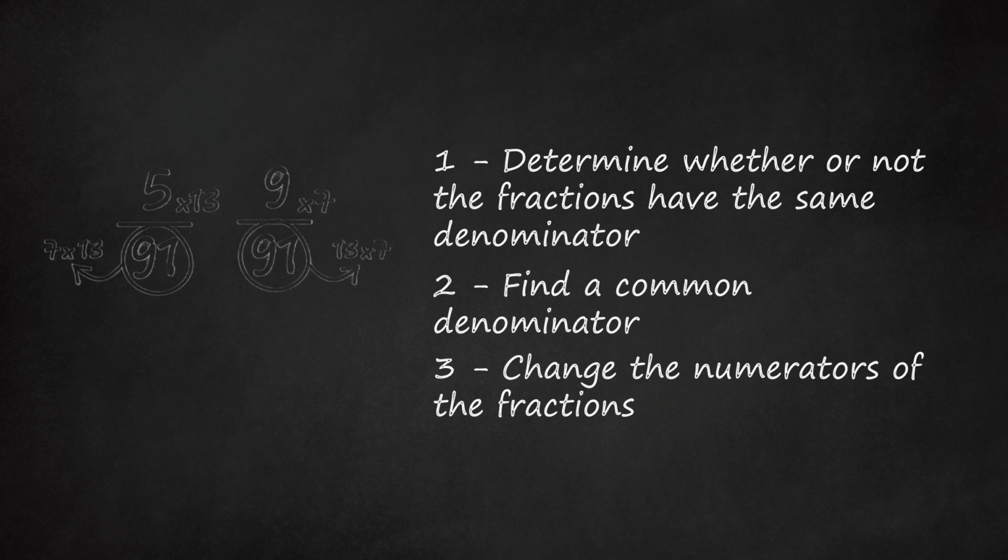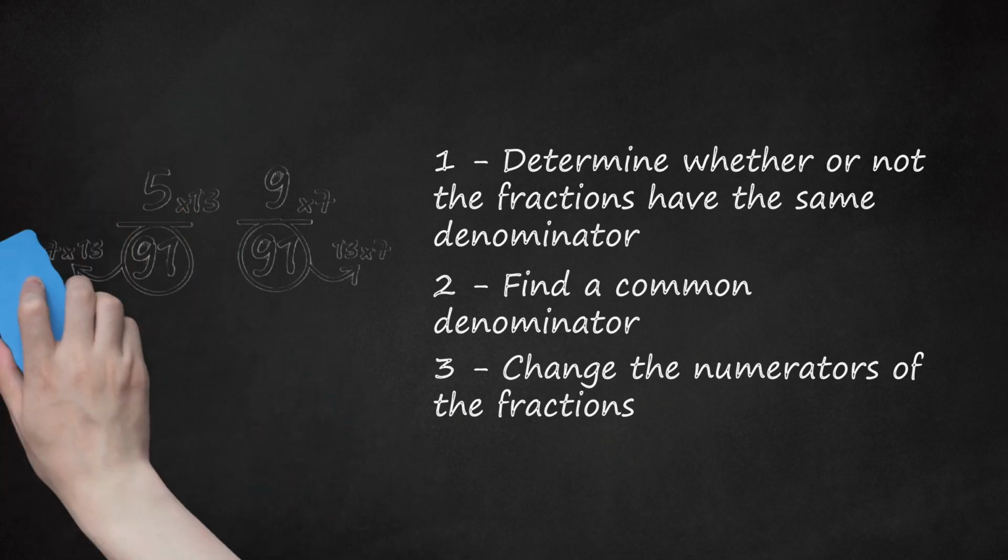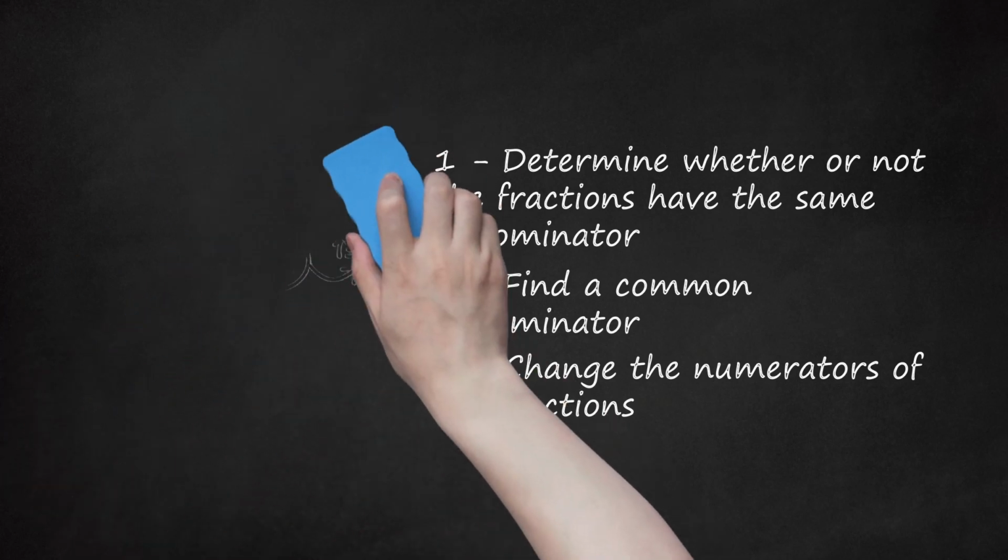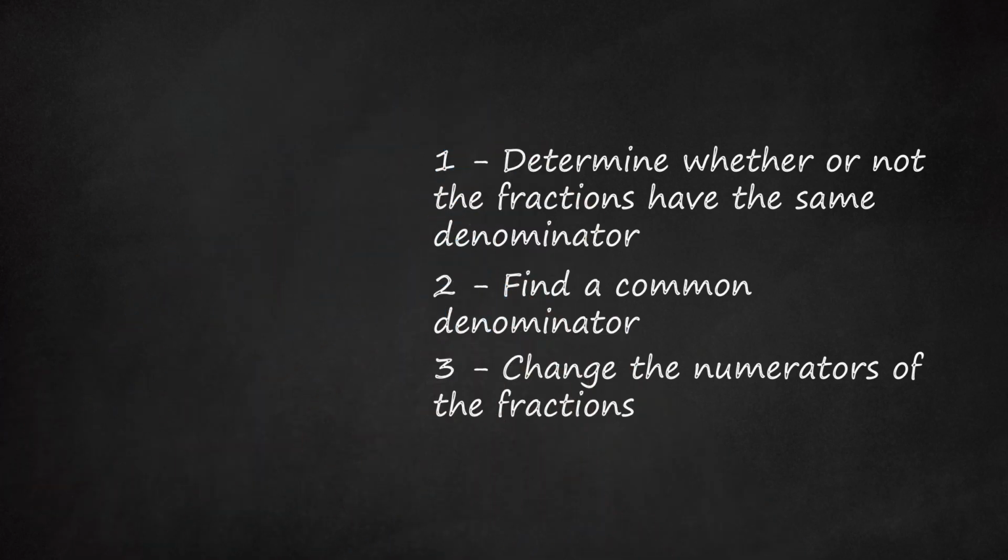With the original fraction 9/13, you multiplied 13 by 7 to get a new denominator of 91, so you'll need to multiply 9 by 7 to get the new numerator. 9 times 7 is equal to 63, so the new fraction is 63/91.